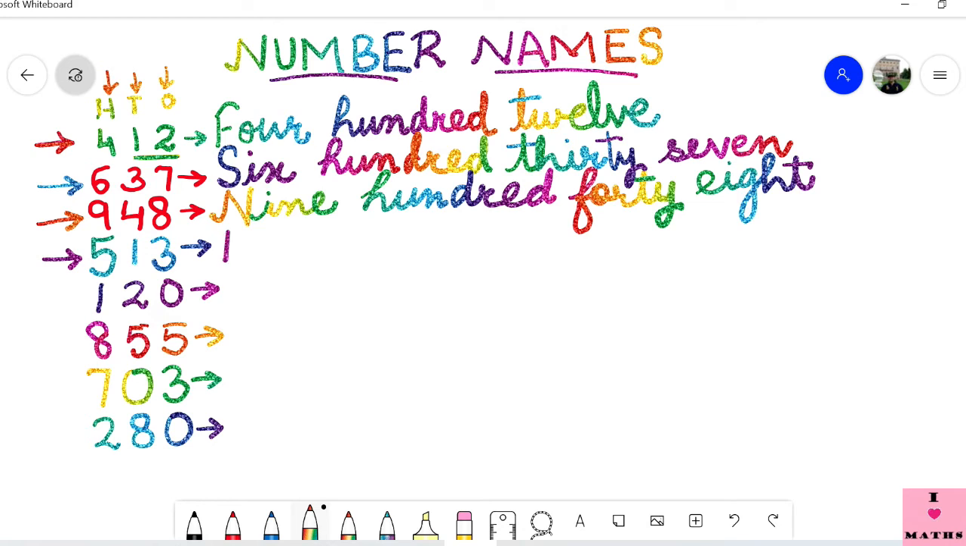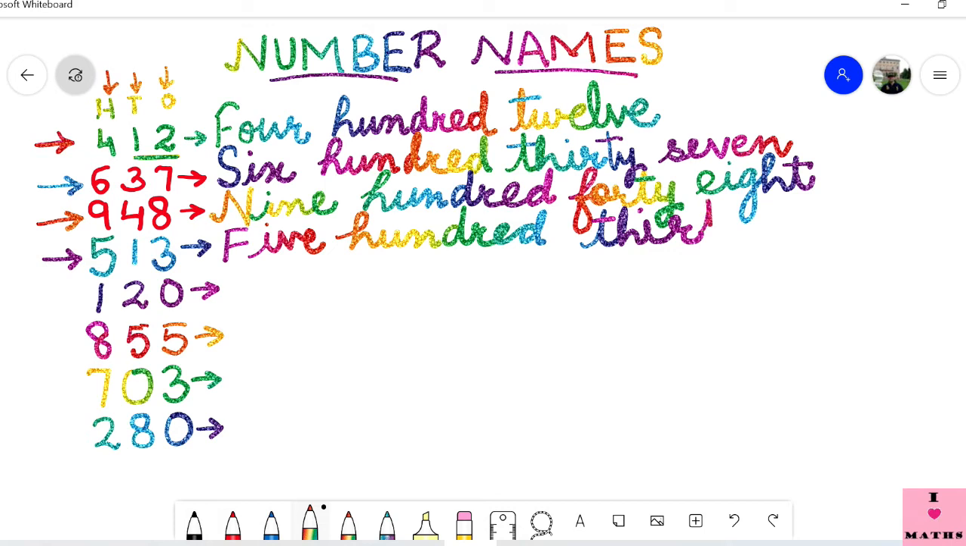Next number is 513. So this is FIVE, 5, HUNDRED, 100, 13. Thir. How do you write thir? THIR, thirteen, TEEN, 13.